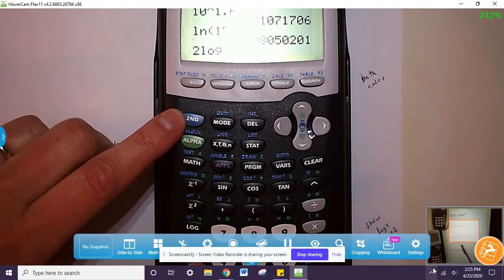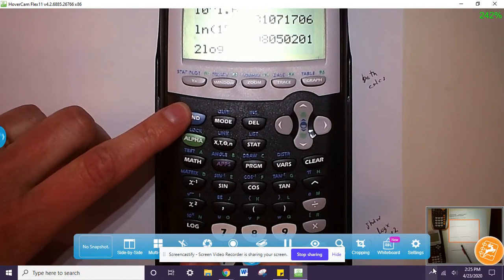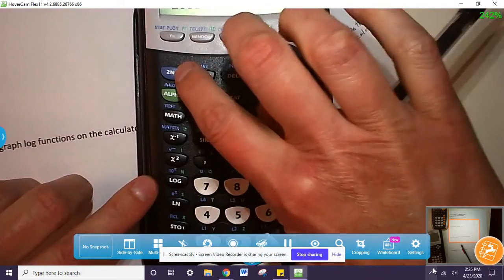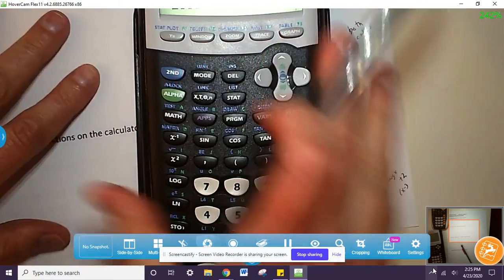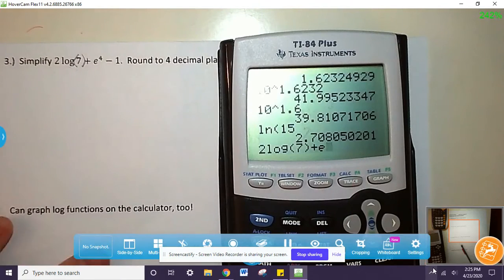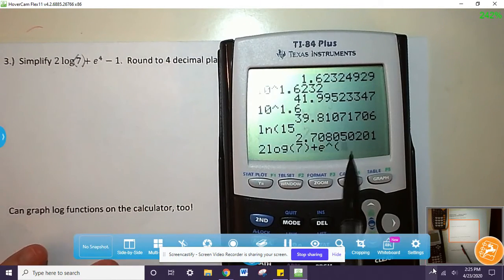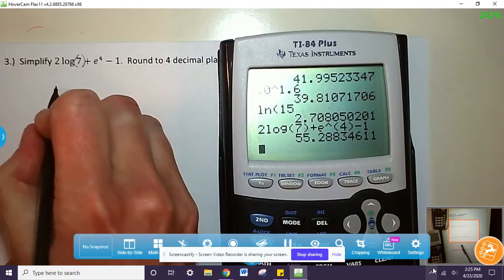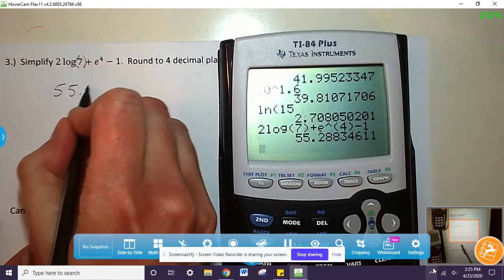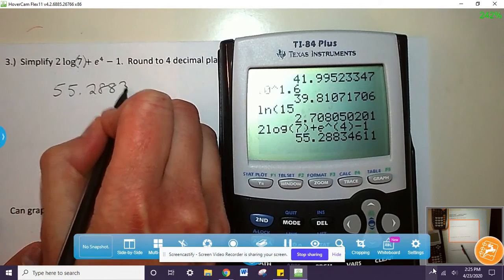Or you can do second ln. If you do second ln, you'll get your e. I used second divide, but if I were to use second ln, it would set me up with the exponent. I want the 4th power, and then I want to subtract 1. So we have 55.2883 for that.